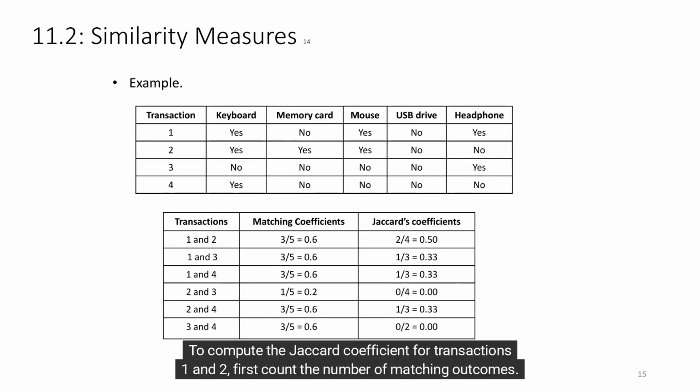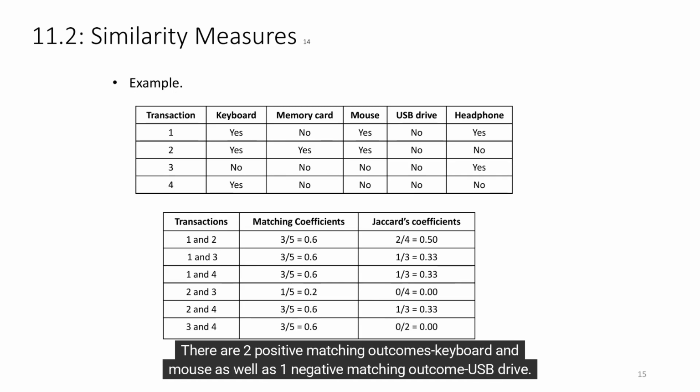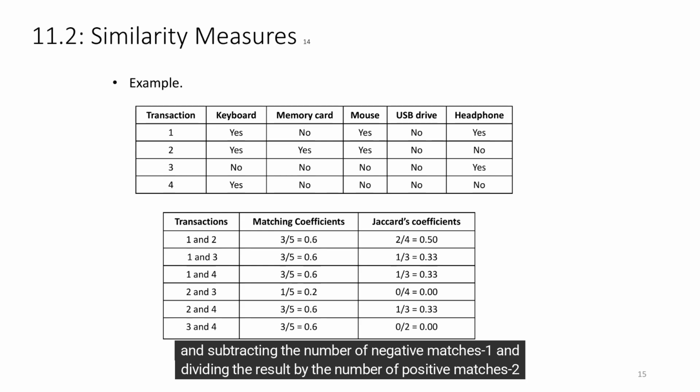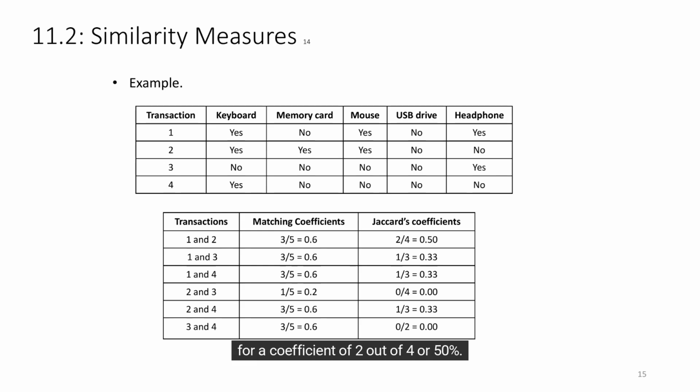To compute the Jaccard coefficient for transactions 1 and 2, first count the number of matching outcomes. There are 2 positive matching outcomes, keyboard and mouse, as well as 1 negative matching outcome, USB drive. The coefficient for the pair is calculated by taking the total number of variables, 5, and subtracting the number of negative matches, 1, and dividing the number of positive matches, 2, by the result, for a coefficient of 2 out of 4 or 50%.